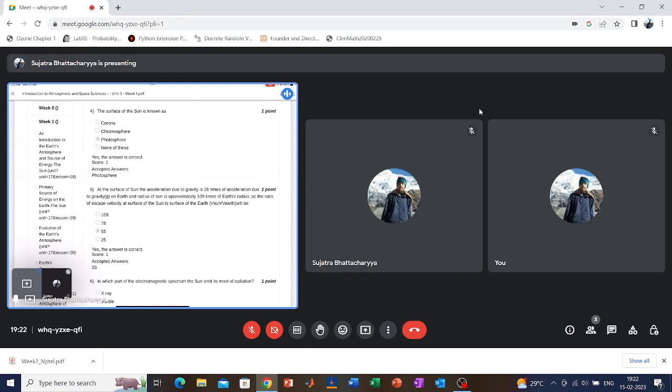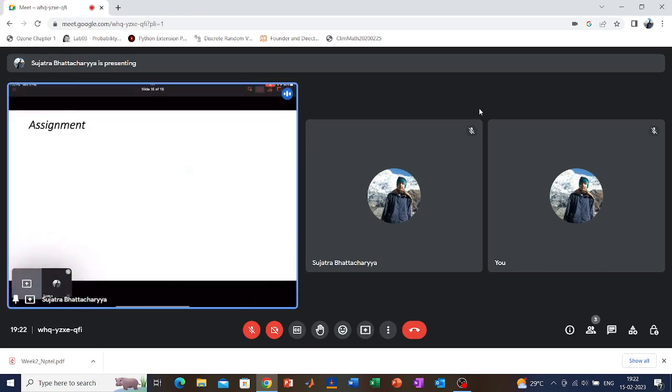What we have to find out is the ratio of the escape velocity at the surface of the sun to that at the surface of the earth. So let's do this. It is given that the acceleration due to gravity of the sun is 28 times the acceleration due to gravity of the earth. The E symbol is representing the earth and the S symbol is representing the surface of the sun. And also it is given that the radius of the sun is about 109 times the radius of the earth. Fine, these two pieces of information are given.